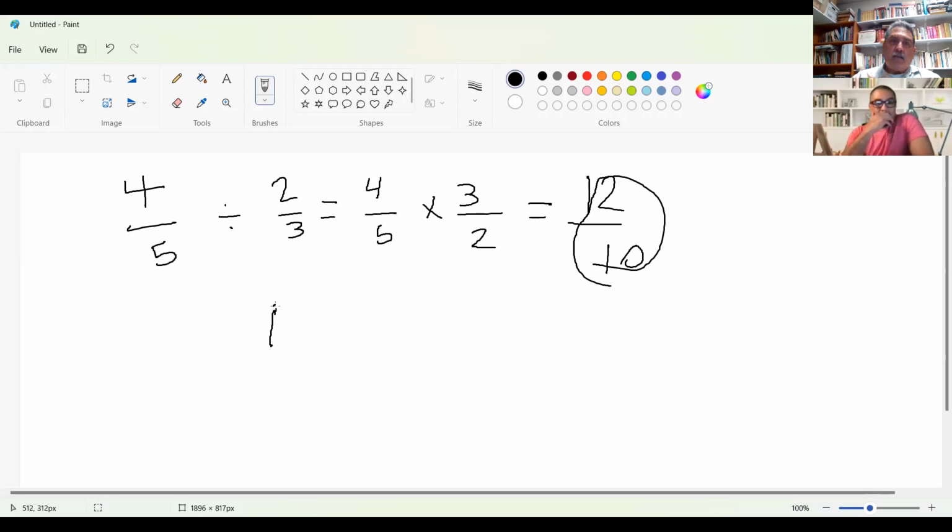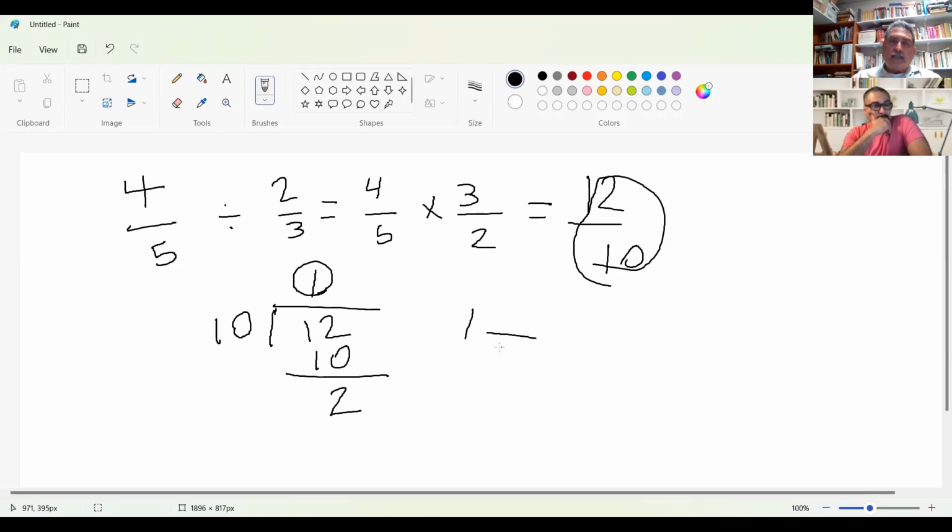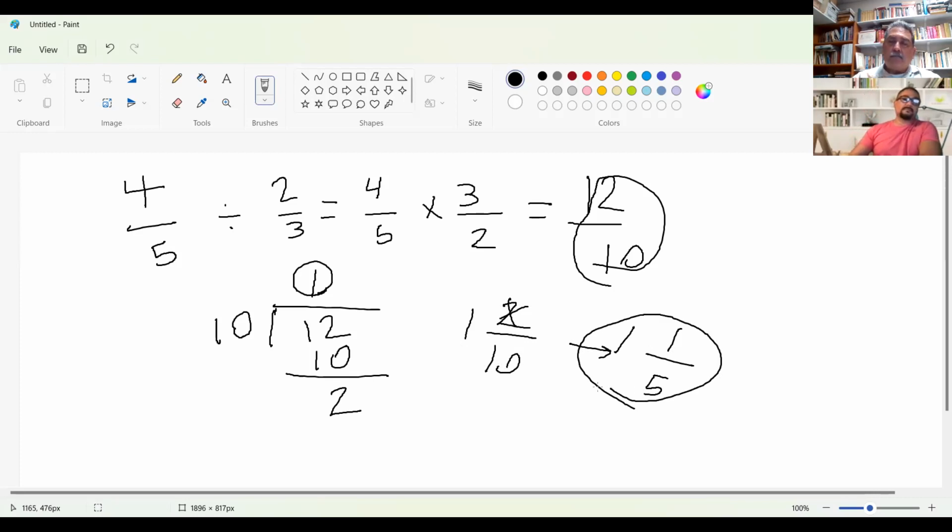So I divide 12 by 10. 10 goes into 12 one time. 12 minus 10, I get a remainder of 2. So remember, the quotient becomes your integer 1, the remainder becomes your numerator, and the denominator stays the same. But I can simplify this. 2 divided by 2 is 1, and 10 divided by 2 is 5. That's why I get the final result. Okay.